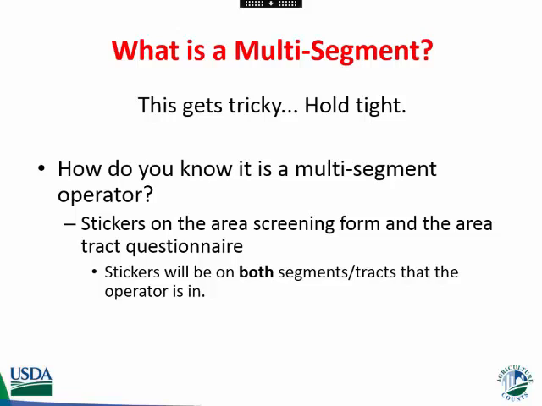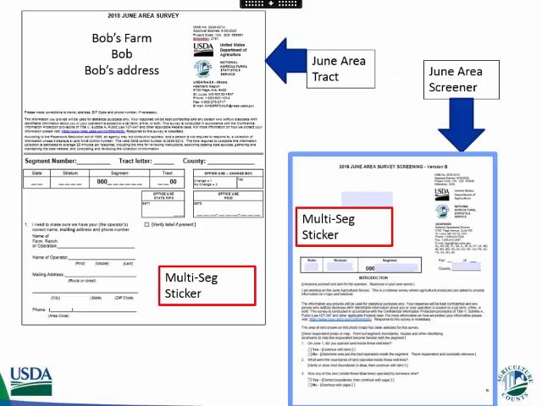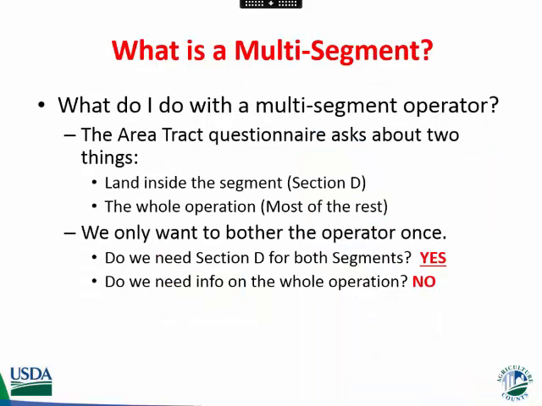How are you going to know that they are a multi-segment? Well, we're going to have stickers on the area screening form and the area tract questionnaire. The stickers will be on both segments and tracts that the operator is in. So as an example, it's going to have a multi-segment sticker on both the screening form and the tract questionnaire, like I just said.